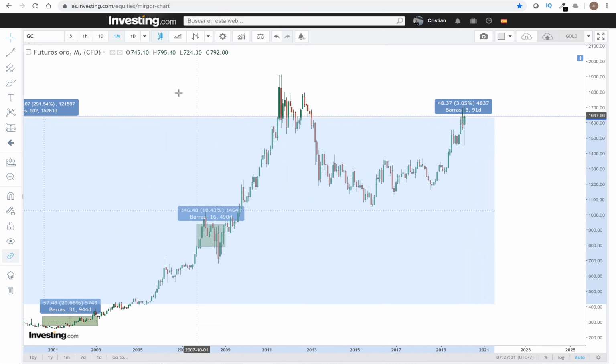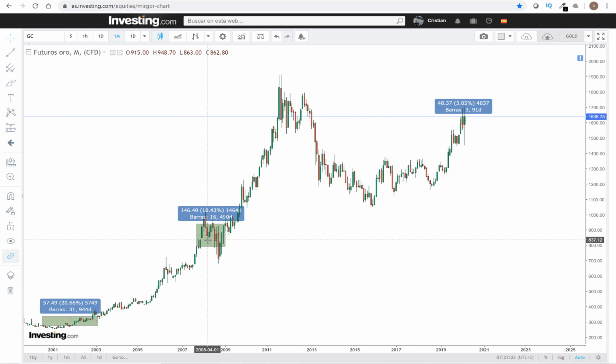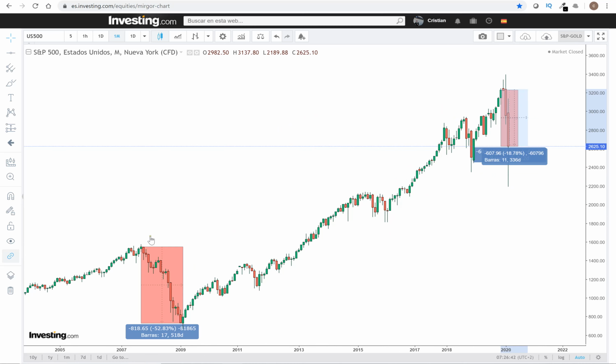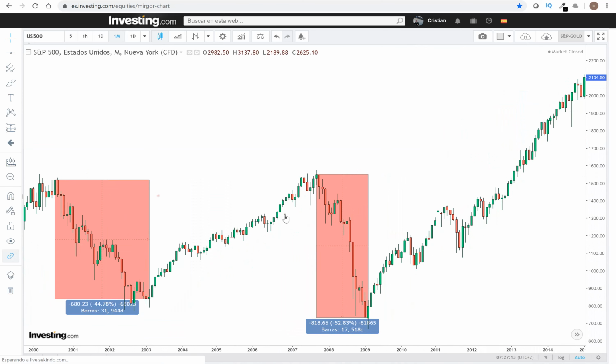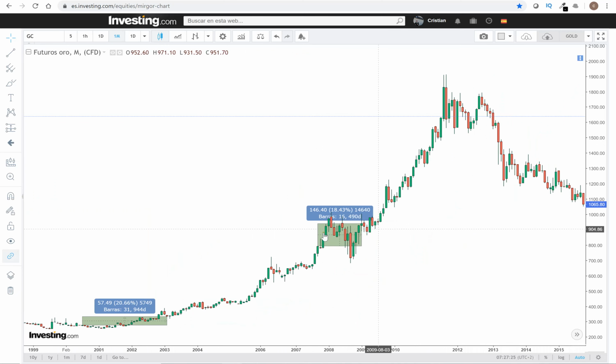What happened in the previous one? If you go back to 2008, everyone knows that the market crashed due to the subprime crisis, so a lot of banks went bankrupt and the overall market fell 53%. But what happened in the same time? If you compare gold in the same period of time, it went up 18%.